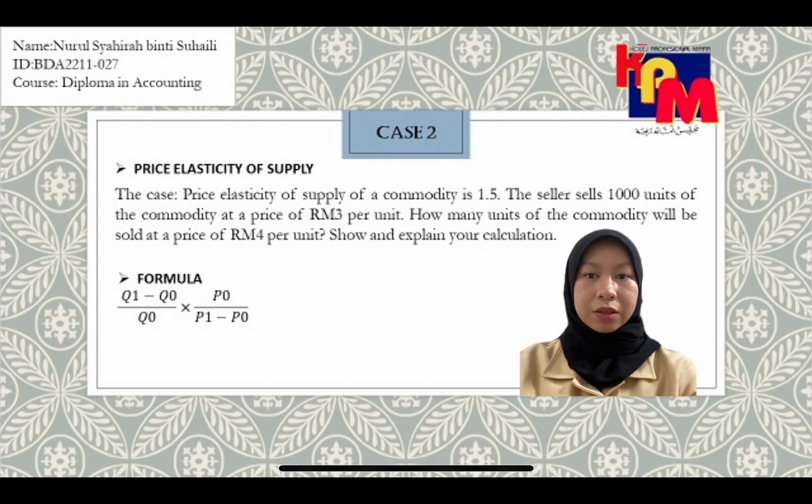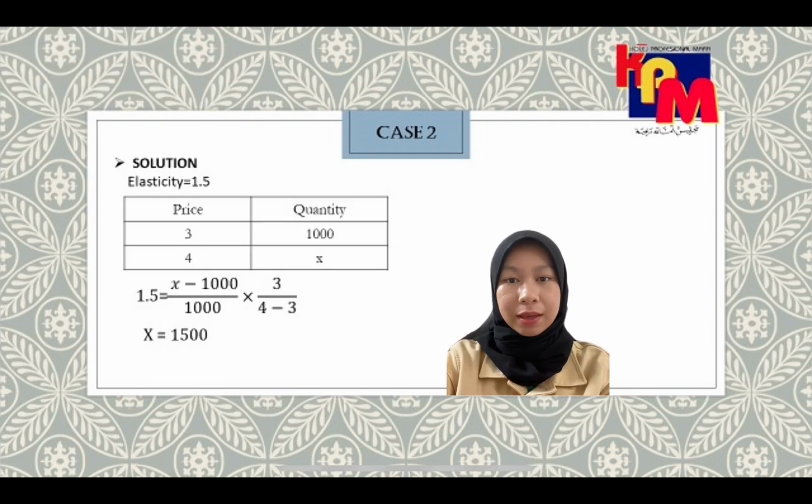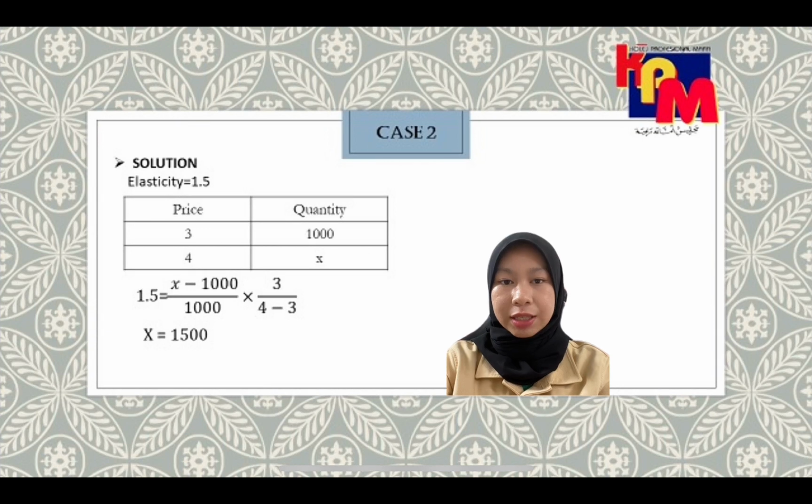So this is the formula for the price elasticity of supply. Q1 minus Q0 divided by Q0 times P0 divided by P1 minus P0. And this is the solution for case 2. The elasticity is 1.5. As you can see at the table, we need to find the quantity X at the price of 4 ringgit per unit. So we need to insert the values into the formula.